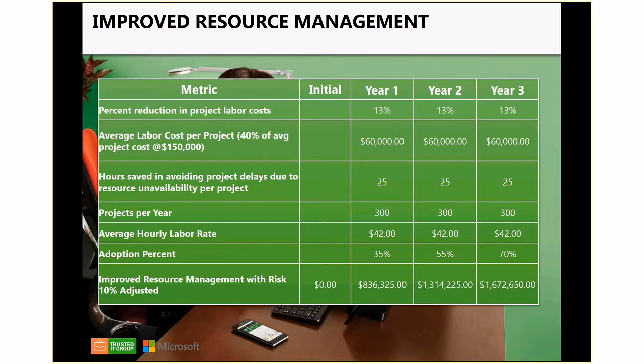So it's 300 projects per year. You take your average hourly labor rate, and then again, there's that adoption percentage. And then you see benefits. This is, in dollars and cents, 836K as per the Forrester TEI report in the first year. Obviously nothing in the initial year because you're putting out money, but then you'll get that back, and we'll talk about the payback period. That's important.